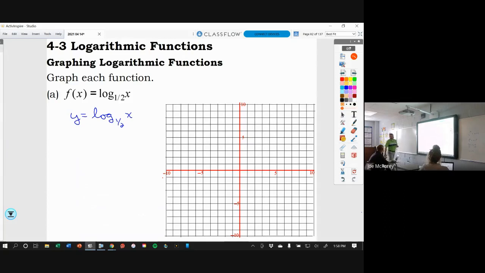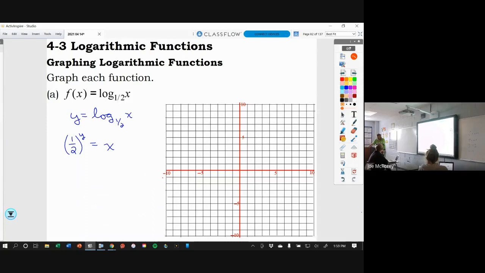What's the base? Half. Power? Y. The x is on the wrong side. We have spent several years graphing, and when you're making a graph, you've always done the same thing: solve for y, plug in values for x, and plot the points. That's what you've done.